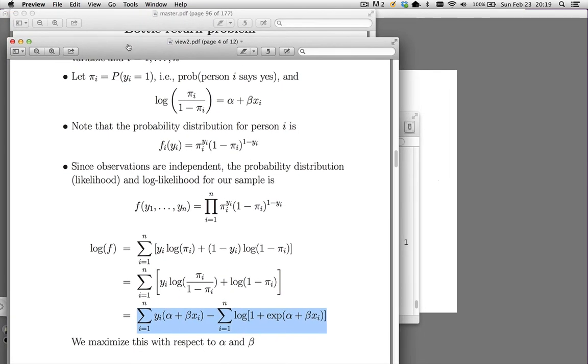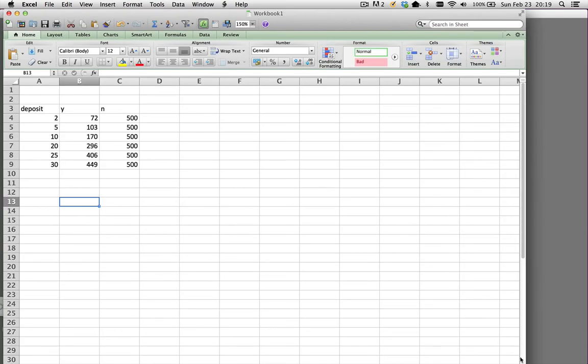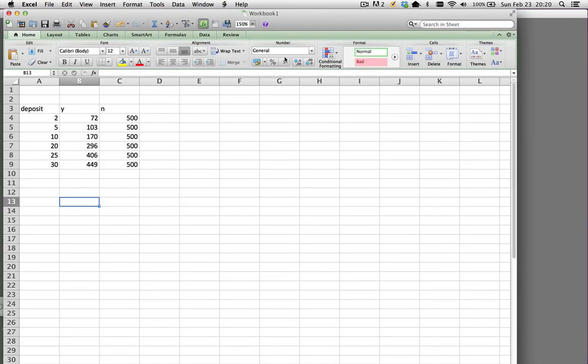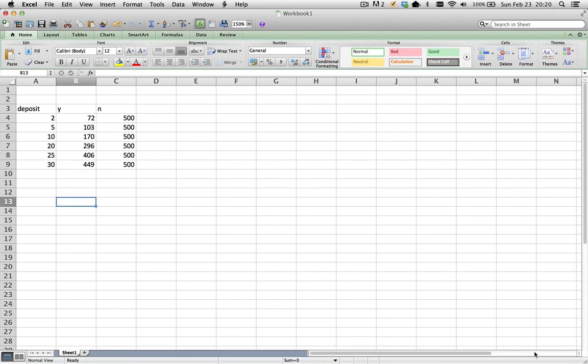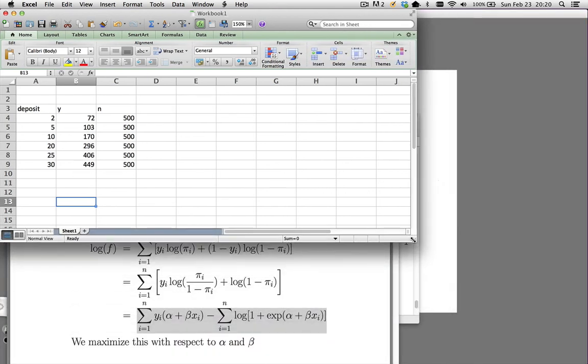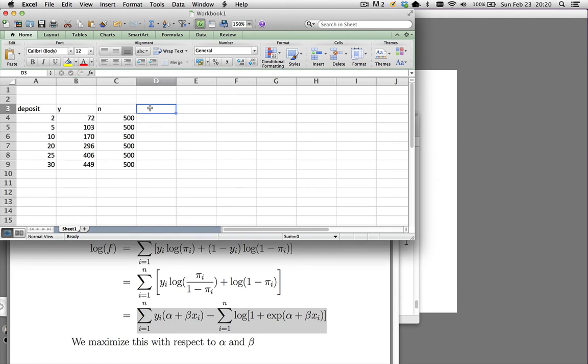So let's go do that. I typed the data into Excel. Let's call this a plus bx. Now we should define our parameters, so a and b. a is going to be the intercept, and b is going to be my estimate of beta, the slope. I'm just going to take some guess. Let's call it 0.1 and 0.1. I have to have some starting values for this.